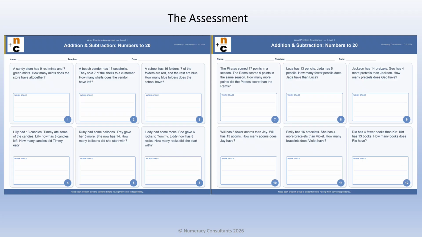Okay, so the assessment is well designed, and it does a very good job of measuring what you want to do, and making sure your kids understand different structures or different schemas within word problems.